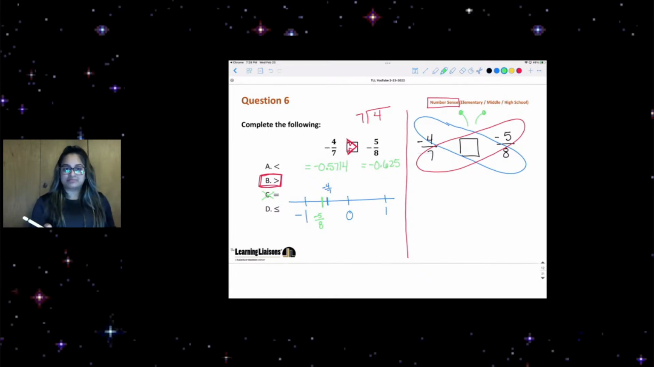What does the butterfly method say? It says that if I take 8 and multiply it by negative 4, I take that number and put it above the negative 4. I then do the denominator 7 and multiply it by my numerator negative 5 and put it on that side where the negative 5 is. I can compare those two numbers.